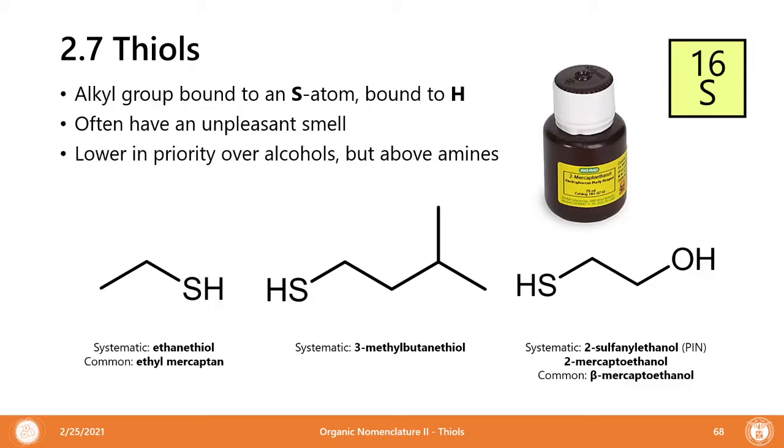So we end organic nomenclature 2 with the thiols, which are alkyl groups similar to alcohols but are bound to a sulfur atom, and that sulfur atom is bound to a hydrogen. Often they have an unpleasant smell and are responsible for foul and even poisonous gases. In the priority table, thiols lie between the alcohols and amines, so they are lower in priority than alcohols but above amines. So let's learn how to name them.